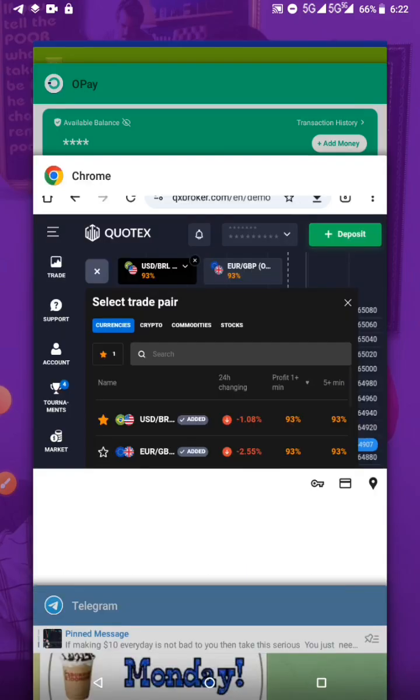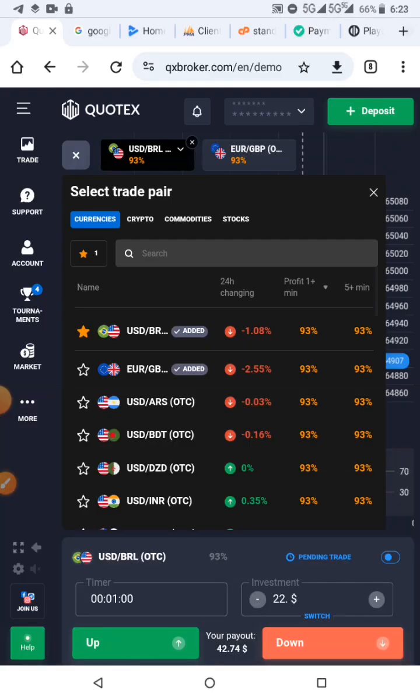If you are using a phone, it might not display in the interface for you, but mine is going to display here because I'm using a tab, and on a system it can also be spread on the interface. The USD BRL is already added. You see, added. Let's look at it.